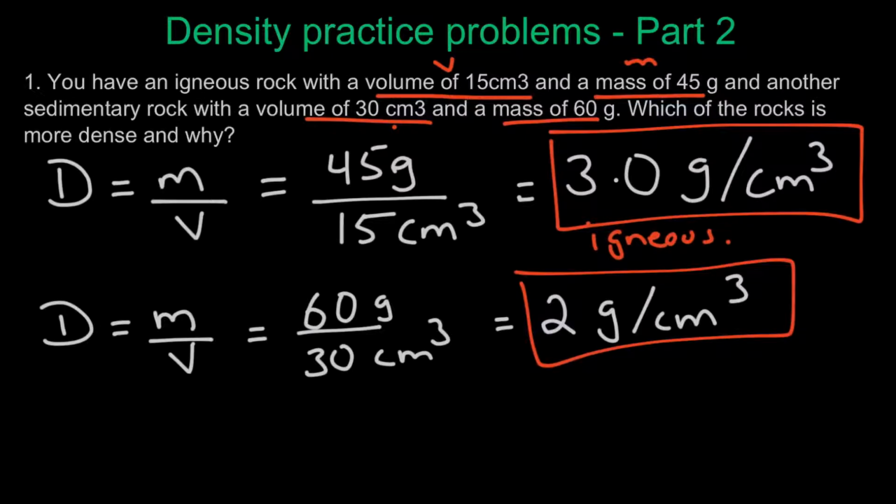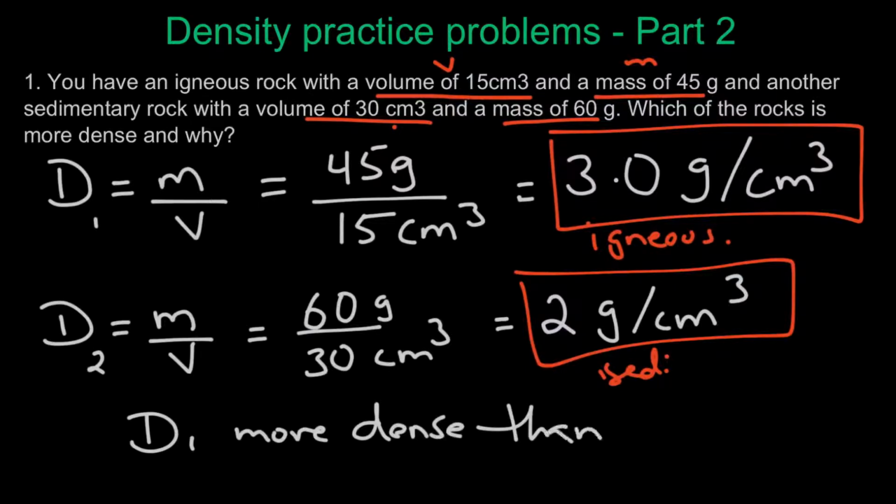So now the question is asking which one is more dense. Is it the igneous rock or the sedimentary rock? So this is 2 and this is 3. So obviously rock 1, which is the igneous rock, is more dense. This is D1 and D2. We say that D1 is more dense than D2 because its density is obviously higher.